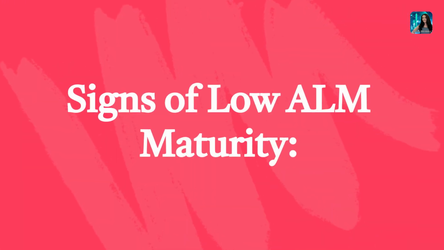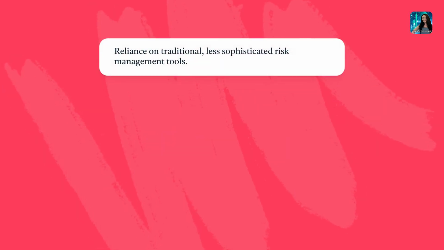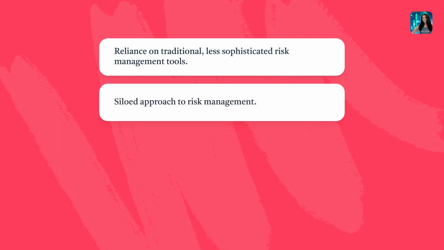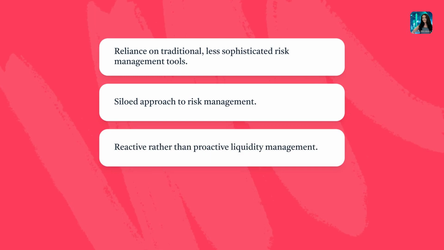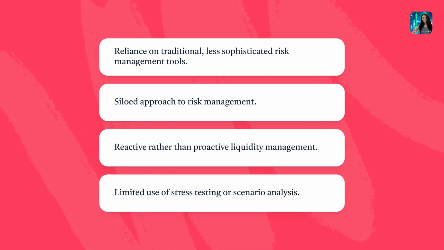Signs of low ALM maturity. Reliance on traditional, less sophisticated risk management tools. Siloed approach to risk management. Reactive rather than proactive liquidity management. Limited use of stress testing or scenario analysis.